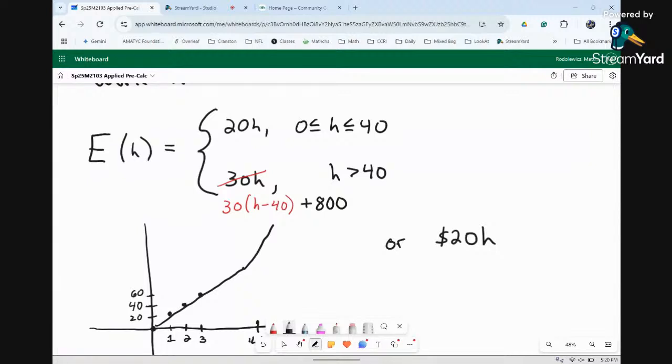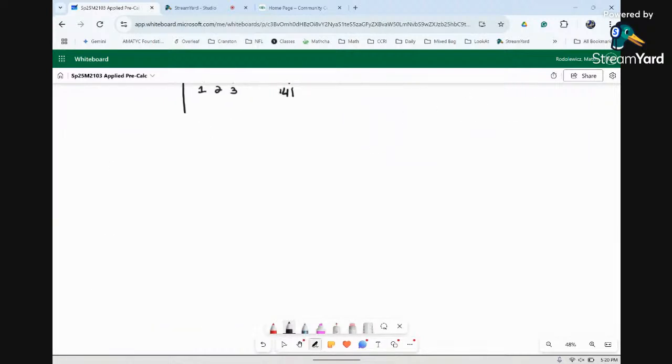42 hours, same idea. Substituting 42, take away the 40, now you're getting 2 overtime hours at 30, so that's 60, plus your regular paycheck of 800. And now this is working exactly as we would hope. Very, very cool. All right, so nice and clean. E of H is 20H.